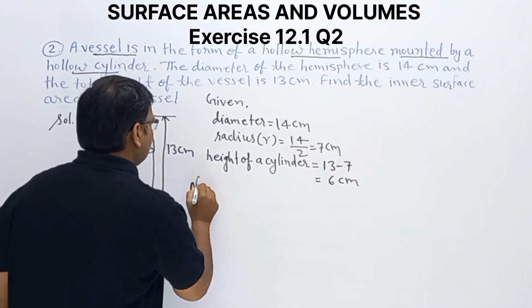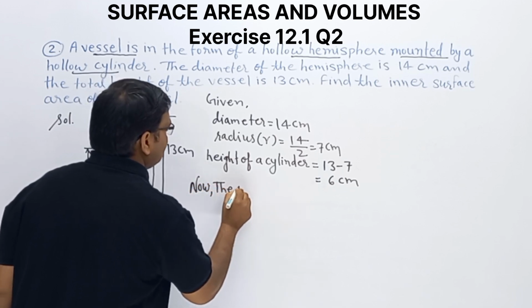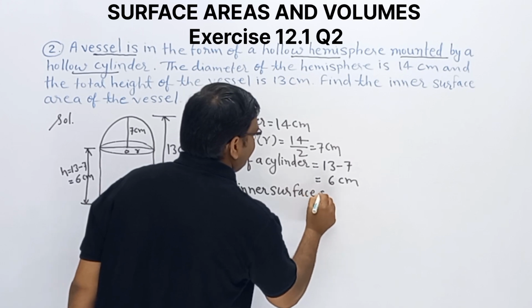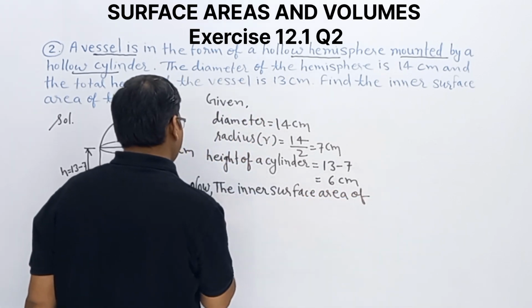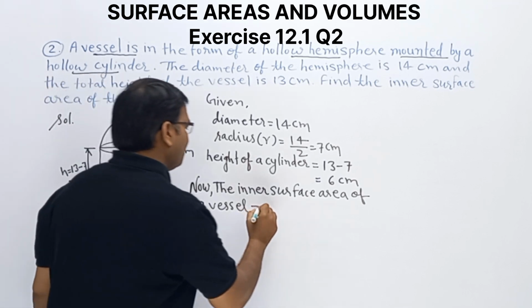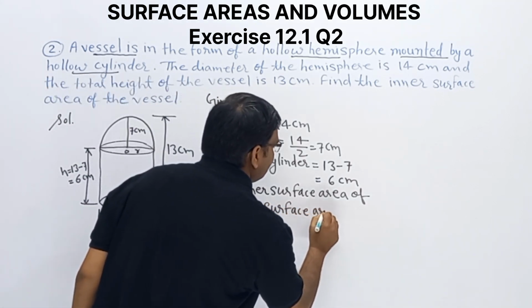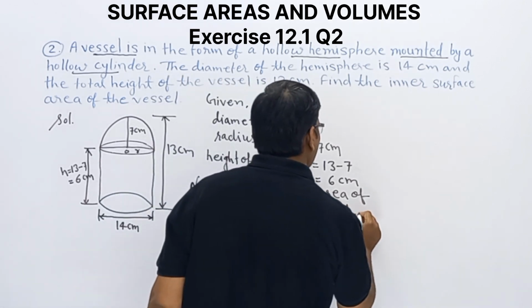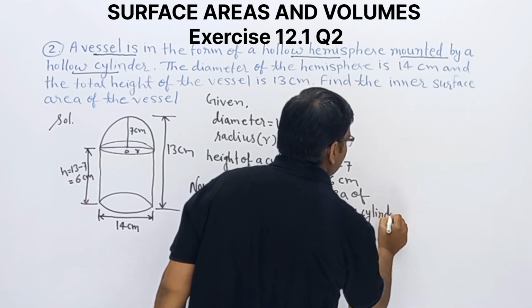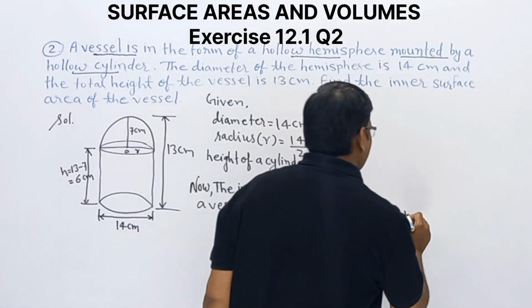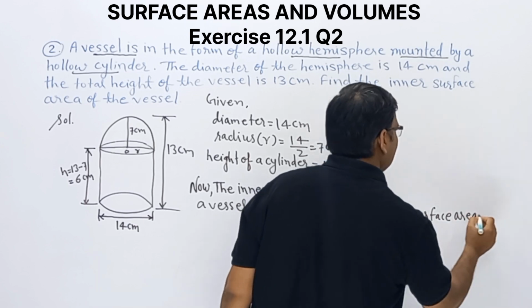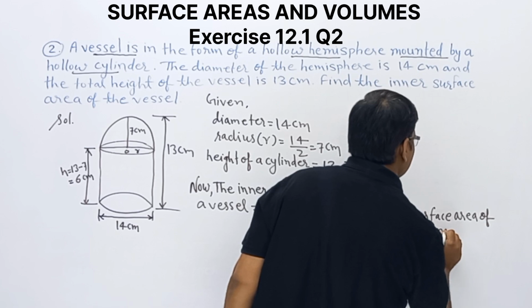Now the inner surface area of the vessel equals the surface area of the cylinder plus the surface area of the hemisphere.